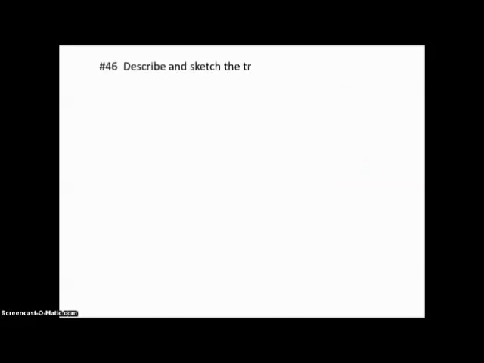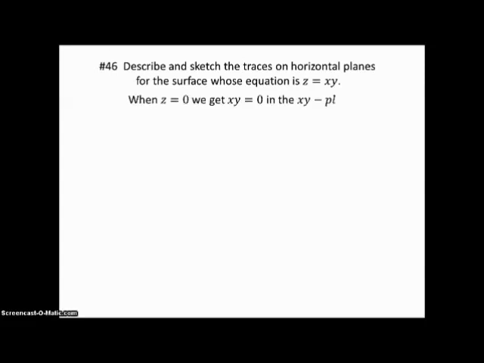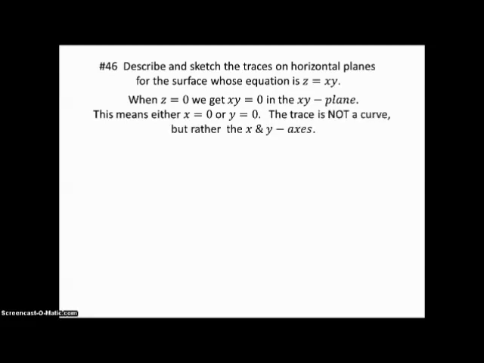Number 46. Describe and sketch the traces on horizontal planes for the surface whose equation is z equals xy. This is not a simple quadratic surface. We're not going to draw this surface. We're just going to draw some traces. Now when z equals 0, we get xy equals 0 in the xy plane. This means that either x is 0 or y is 0. The trace is not a curve, but rather the x and y axes.